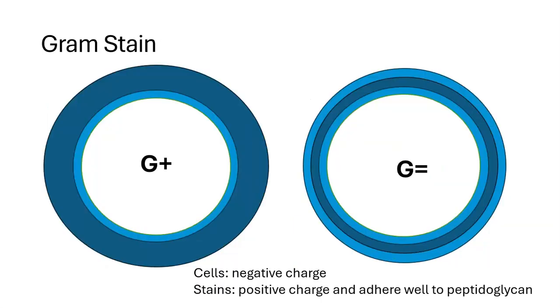Now let's have a look at how these two cell wall structures hold up in the gram stain. Cells are negatively charged on their exterior. The stains that are used in the gram stain are positively charged. They adhere very well to the outside of the cell. Specifically, they adhere well to peptidoglycan.